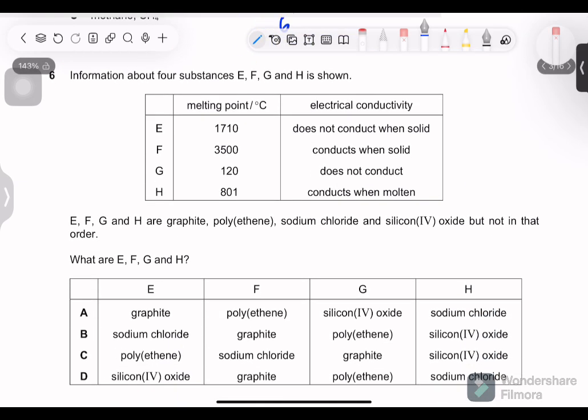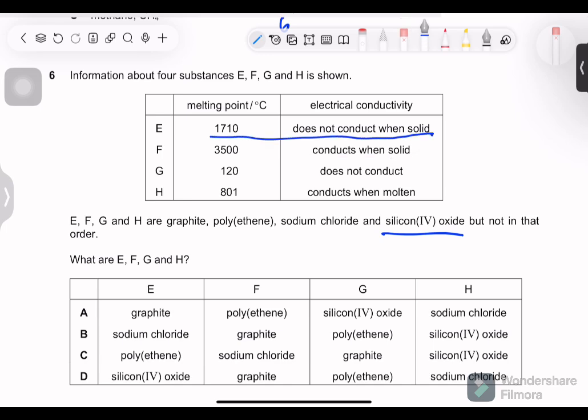Information about 4 substances is shown. The melting point and electrical conductivity are given. E, F, G, H are graphite, polyethylene, sodium chloride, and silicon oxide, but not in that order. Okay, so the highest melting point should be of silicon oxide because it is a giant covalent structure, so 3500. But the thing is that this one conducts when solid. Silicon oxide cannot conduct electricity when it's solid. So this is not silicon oxide.